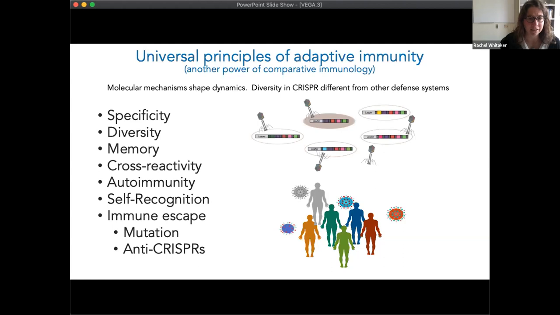And I loved the idea of the power of comparative immunology that was introduced by the first speaker today, because I already had in my slides this idea of the universal principles of adaptive immunity. So this type of immunity, the CRISPR-Cas immunity, is different from maybe the other defense systems, and more like our own adaptive immunity, because it encodes specificity, diversity, memory, cross-reactivity, prevents autoimmunity, and has similar escape mechanisms through mutation and immune targeting through anti-CRISPRs.